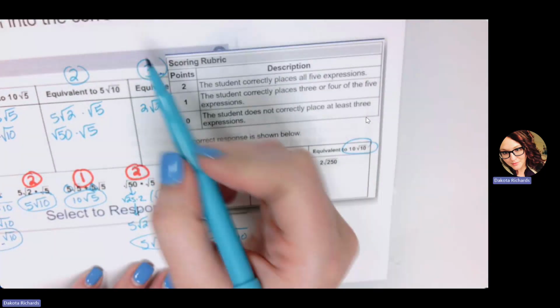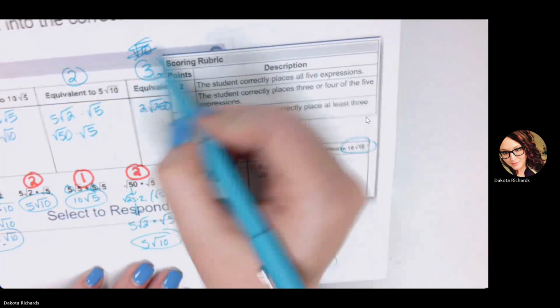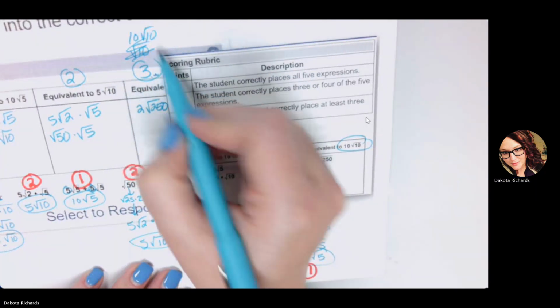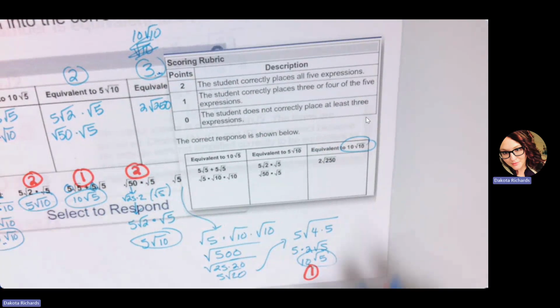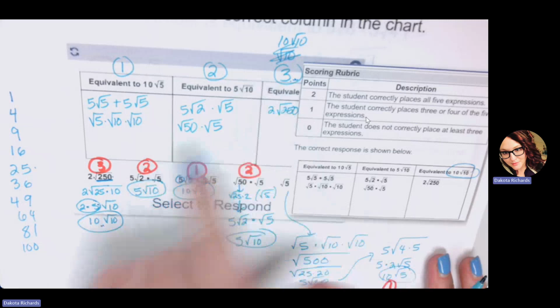That's what it says up here, 10 square root 10. That's the number 3. So that one would go there. You would drag that one there.